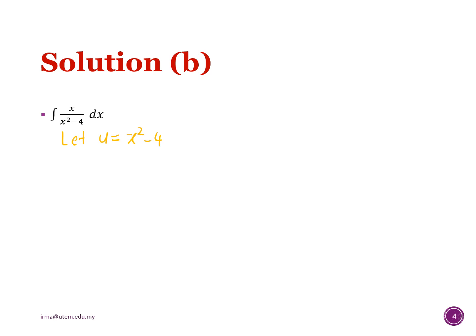Do you understand why we choose u as x squared minus 4? Because we have just x and x squared minus 4, so we choose the polynomial with the higher order. So we can have du/dx equal to 2x, and rearrange dx as du over 2x.